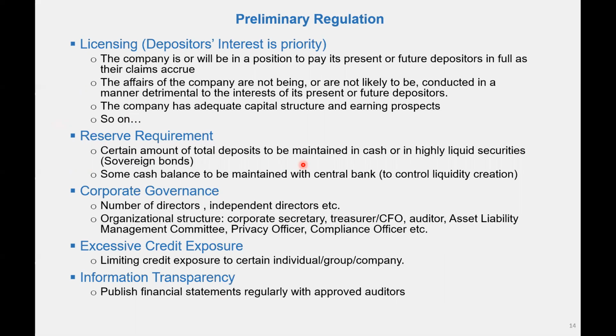The third thing is corporate governance, which says that the independent directors have to be a certain proportion as prescribed by the Companies Act. Plus, in the organization they have committees like corporate secretary, auditing, risk committee, and the asset liability management committee. Then, excessive credit exposure. The regulator also watches that there should not be excessive credit exposure to certain individuals or companies. That is very important.